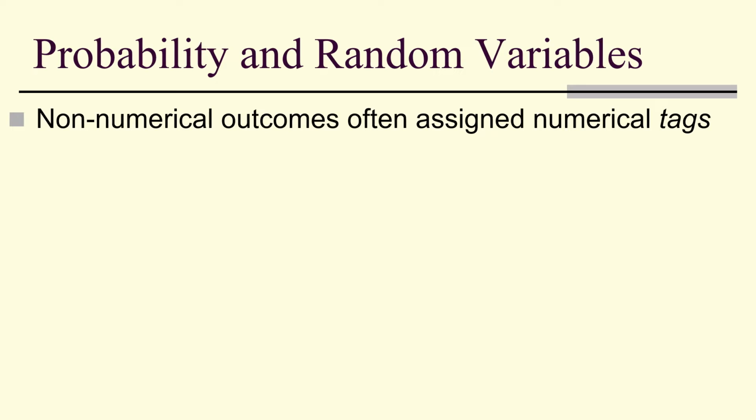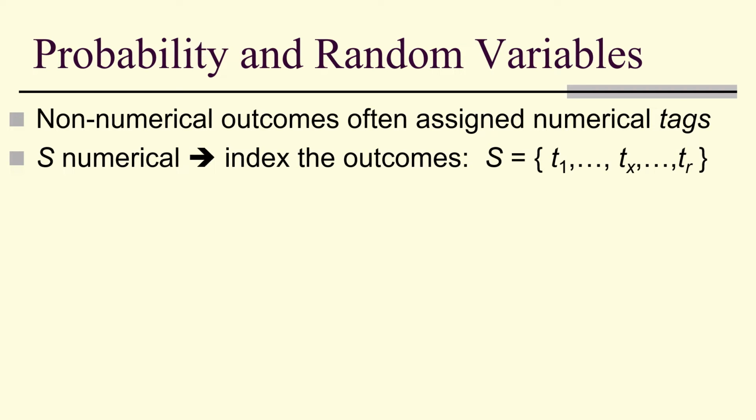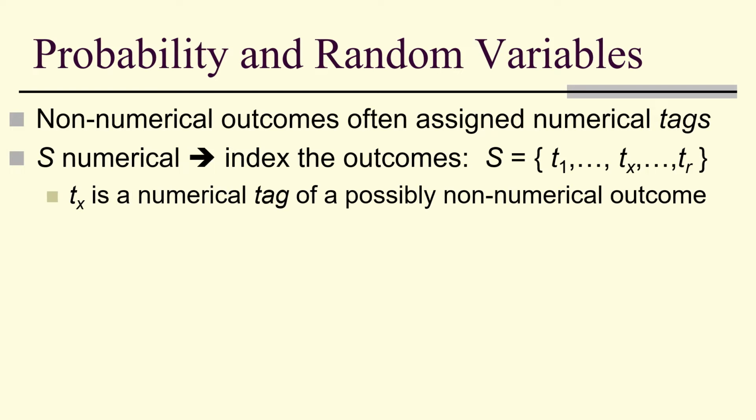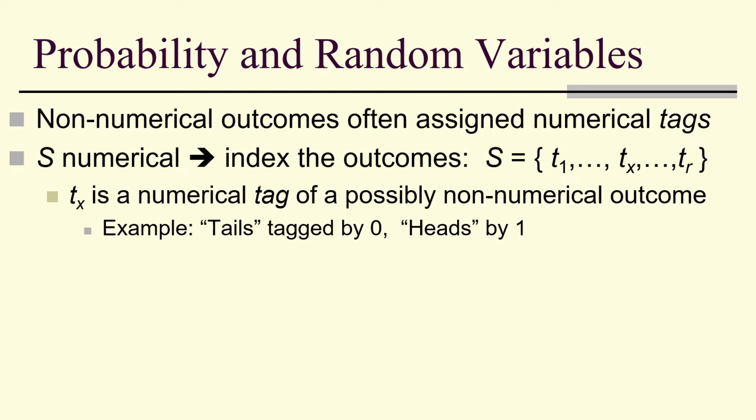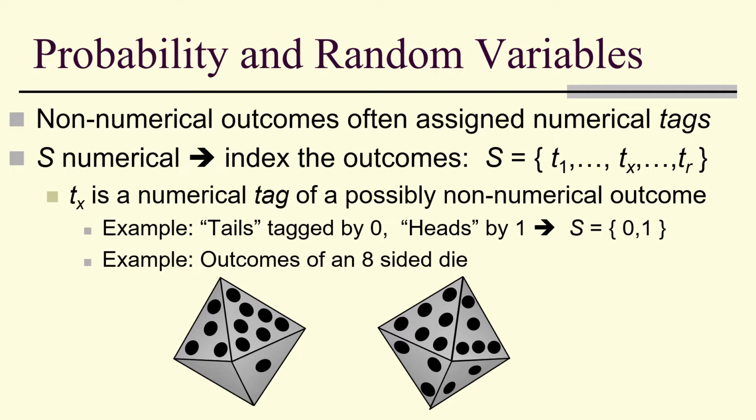So non-numerical outcomes will often be given numerical tags. So our sample spaces will be numerical. And it'll be a set of tags where T sub x denotes a numerical tag of a possibly non-numerical outcome. For example, tails is tagged by 0, heads by 1, would mean the sample space is {0, 1}. Outcomes of an 8-sided die, again, we may use the numerical representation where each of these numbers is a tag for an actual outcome.